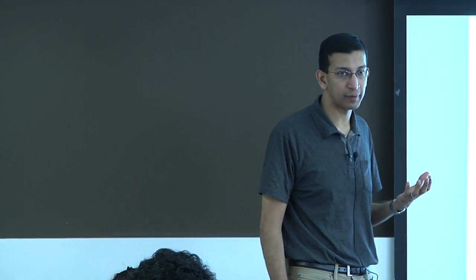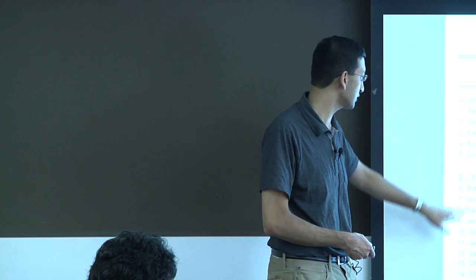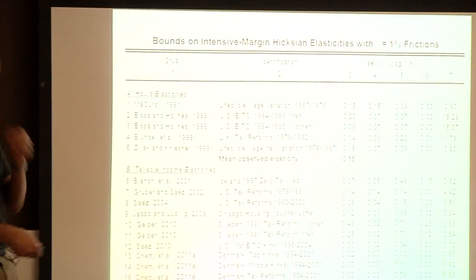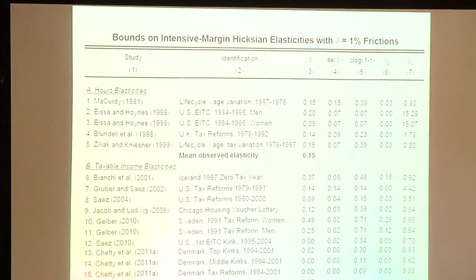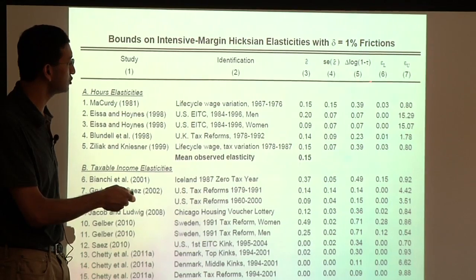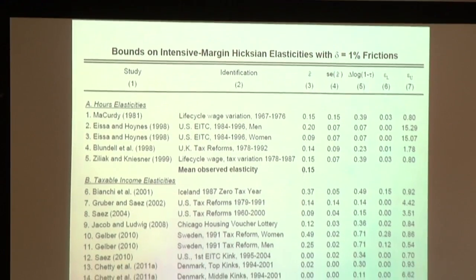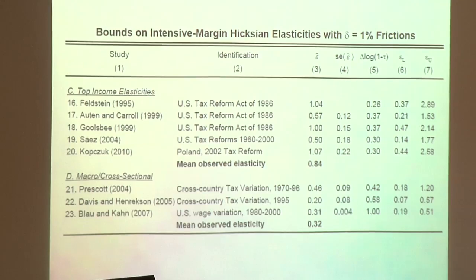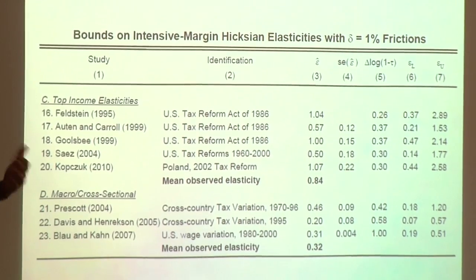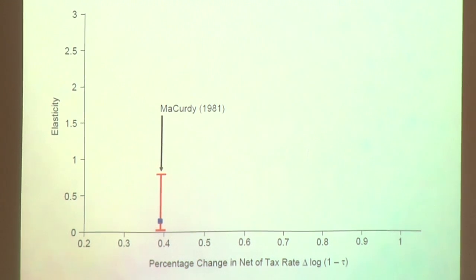Okay, so we talked a lot about these studies. I'm not going to review them here, but we talked about the McCurdy study, a bunch of taxable income estimates like the Iceland study and so forth. For each study, there's an epsilon hat, which we painstakingly calculated for all of these papers, a standard error, and the size of the price change used for identification, and then you can compute the bounds using the formula that I showed you. And then there are more studies here of top incomes, and then the macro Prescott type studies that we also talked about. So rather than staring at this morass of numbers, let's look at this on a graph.